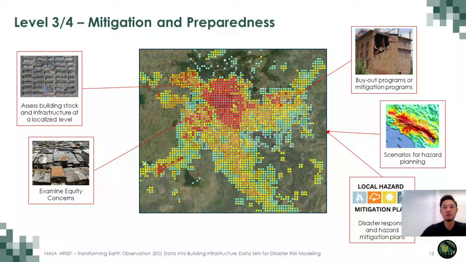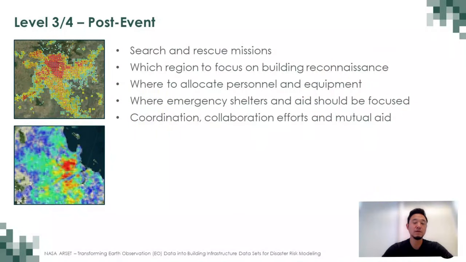We know the structural type distributions from level 3. Level 4, maybe it's more of a population issue or other things. We can start creation of these local hazard mitigation plans. So level 3 and 4 exposure, we do post-event.